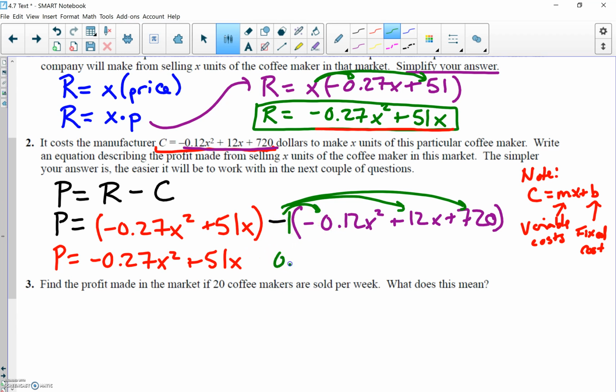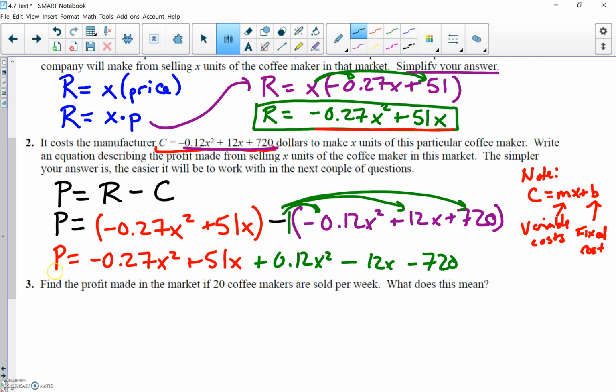So for the 0.12x squared, I have a negative applying with another negative. So I have double negatives, so that becomes a plus sign. The 12x was positive, but again, I have the negative sign applying, so a single negative will keep negative. And also with the 720, I have a positive with a negative getting applied, so a single negative remains negative. So I've performed the subtraction of all my terms, but I'm not done because I do have like terms that we can go ahead and add up and combine.